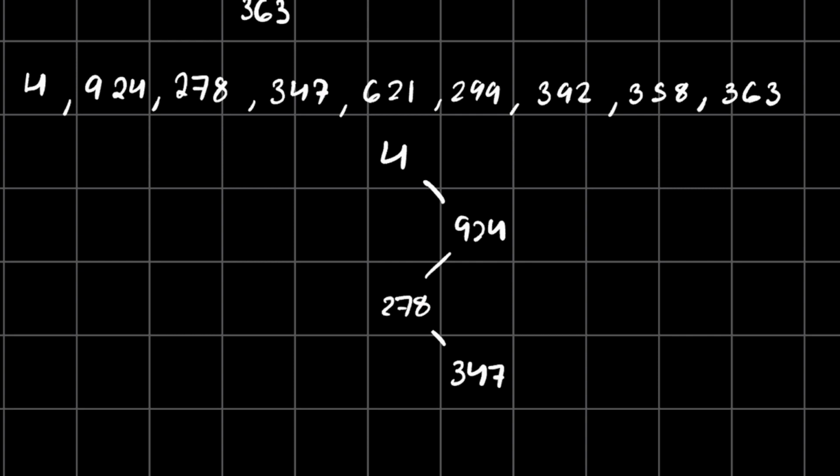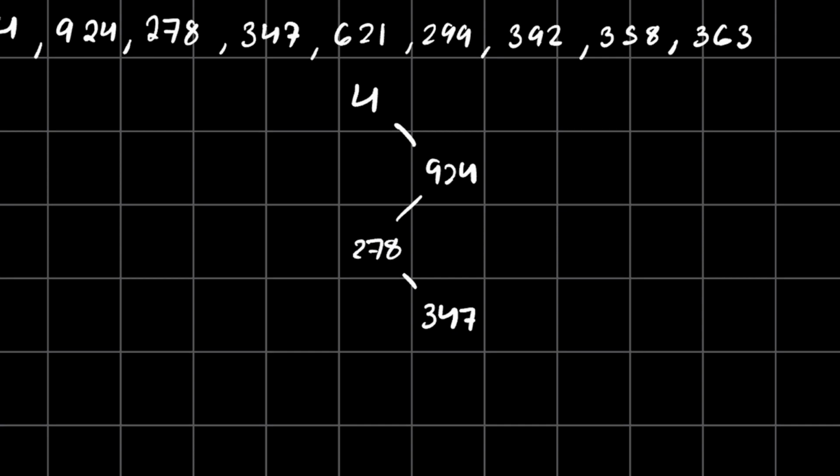Then we do that once again with 621. 621 is greater, so it goes to the right. This one is left, lower than this, so left. 621 is greater, so it goes to the right. And then greater than this, so to the right as well. So 621 here. And 299, right? 299 is going to be greater, right? 924 is lower, so we go to the left. And then 299 is going to be greater, of course. So it's going to go to the right as well.